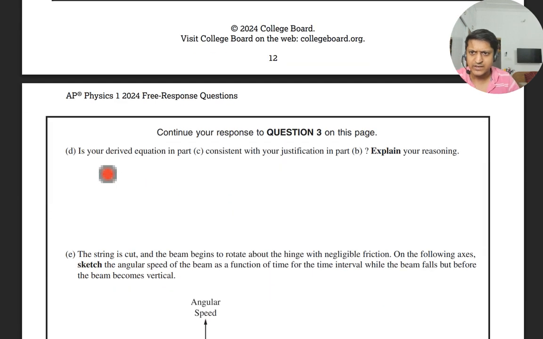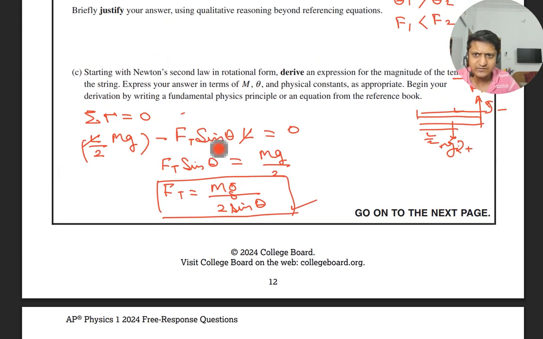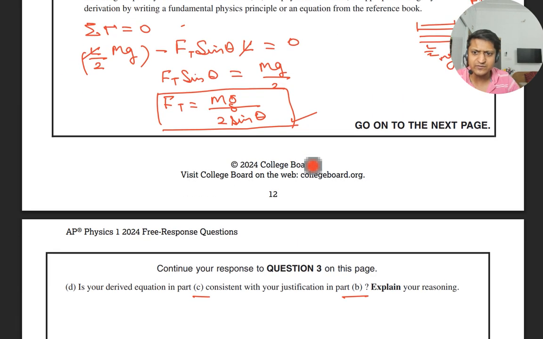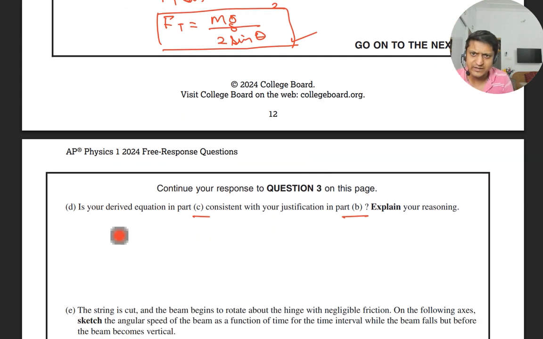Okay, now is your derived equation in part C consistent with your justification in part B? In C we have discussed this, and in B we have discussed the force which is greater. So yes, we will say that Ft equals mg by 2 sine theta. If theta is decreasing, sine theta is decreasing, and if sine theta decreases, the denominator is decreasing, so the numerator will increase.